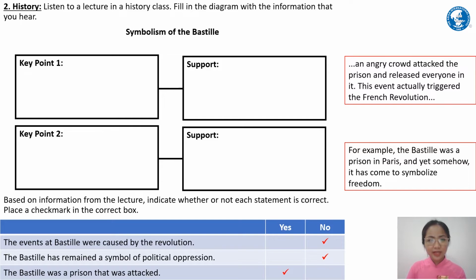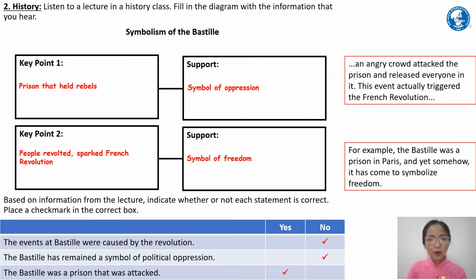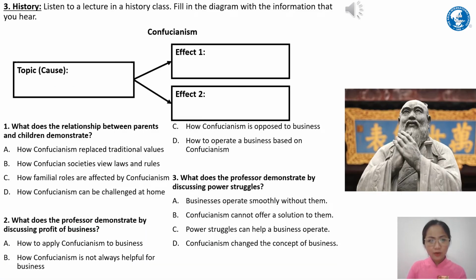Please look at the diagram. Key point number 1: the reason that people rebelled is that the Bastille was a symbol of oppression. And key point number 2: people revolted and sparked the French Revolution, which is a symbol of freedom. Did you get all the correct answers? Congratulations. Okay, let's move on to the next topic, which is also about history.